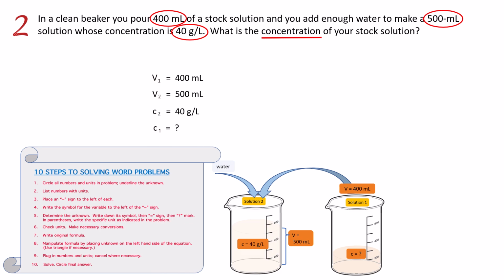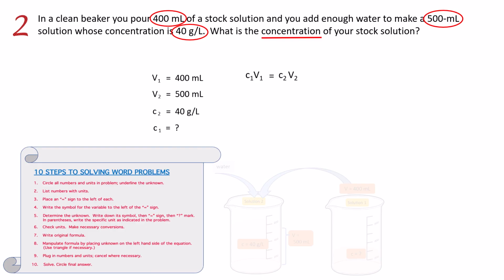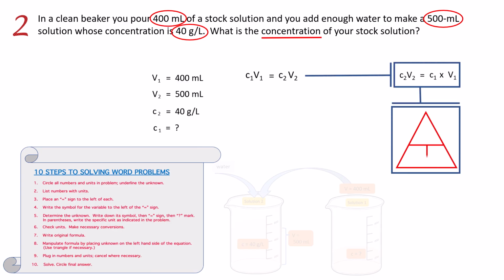Step 7. Write the original formula. The original formula is C1V1 is equal to C2V2. Step 8. Manipulate the formula by placing the unknown on the left-hand side of the equation. Use triangle if necessary. We're solving for C1. Isolating C1 gives C1 is equal to C2V2 divided by V1.